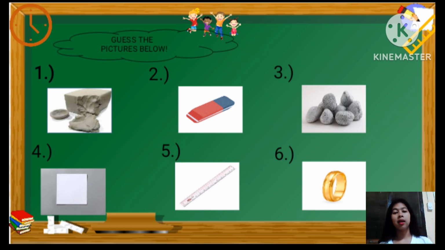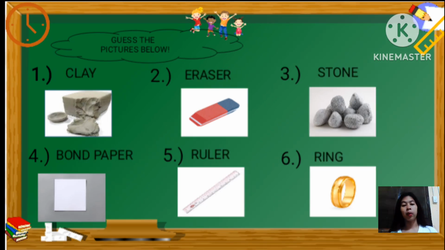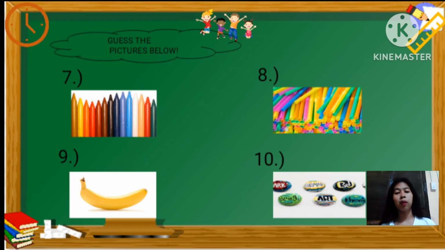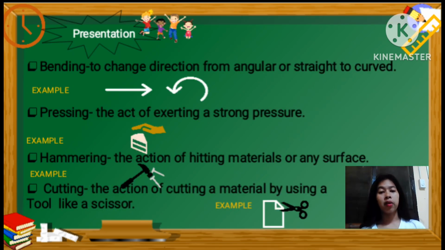Okay, the next is guess the picture below. Number 1 is clay, eraser, stone, bond paper, ruler, ring. Last is color, straw, banana, and tansan. Ito po yung mga materials na kadalasang ginagamit kung saan ating ina-apply ang mga action para ito ay mabago. Bending, to change direction from angular or straight to curve. Pressing, the act of exerting a strong pressure. This is the example. Hammering, the action of hitting materials or any surface. And the last one is cutting.